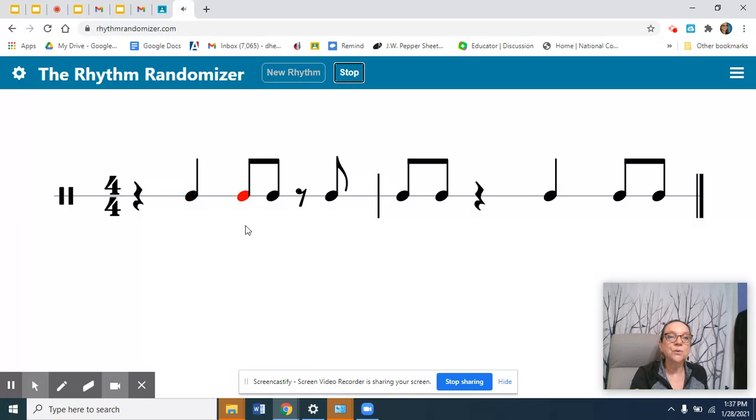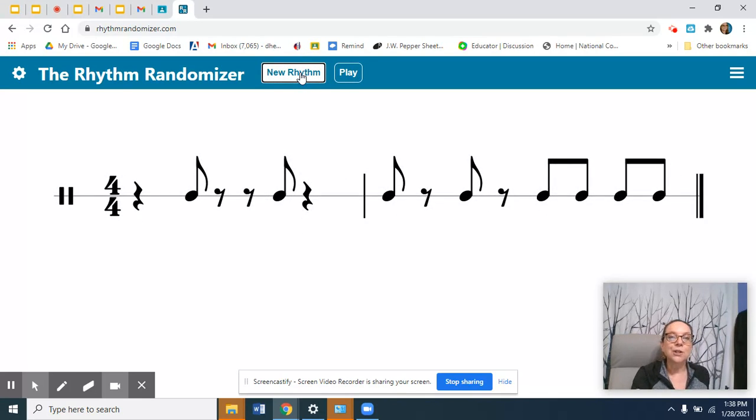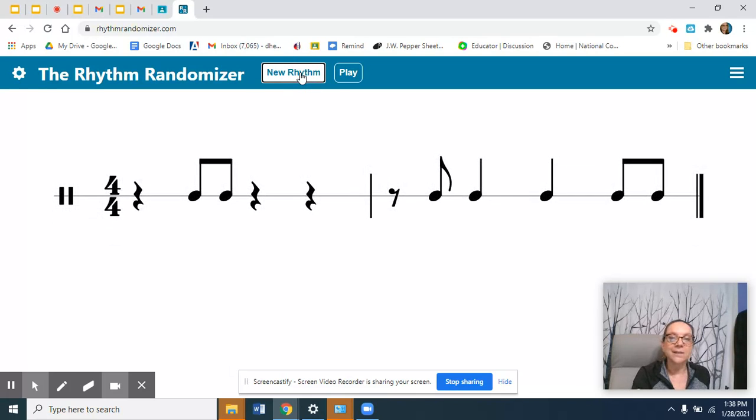Rest, 2, 3, and 1, and rest, 3, 4, and. Sorry, it's a little quick, so I'm going to do it without it. Rest, 2, 3, and 1, and 3, 4, and. Last one. Here we go. Whatever comes up. No, I'm not going to let you do that one. This one's better. All right, here we go.